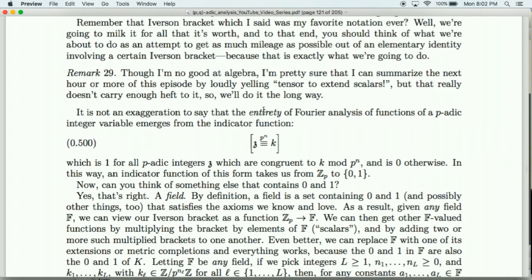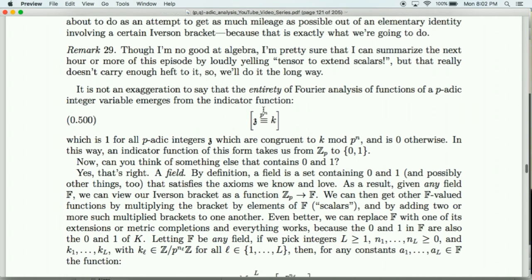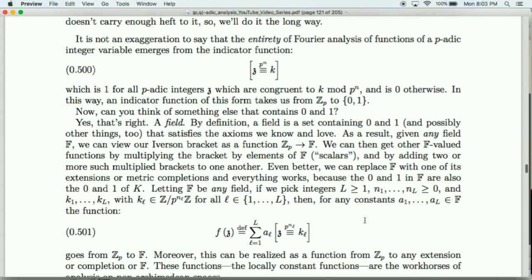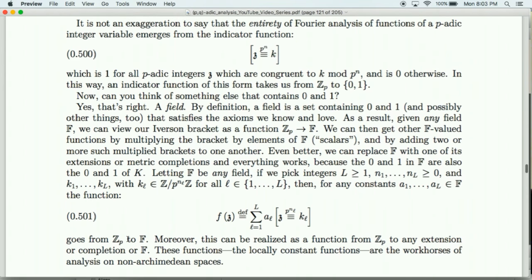Even better, we can replace F with an extension of F, or a completion of F. And everything works, because the 0 and 1 in F are also the 0 and 1 in our extension or completion K. Indeed, letting F be any field, if we pick an integer L, some non-negative integers N_1 through N_L, and k_1 through k_L, where k_l is between 0 and p^(N_l) minus 1, for all little l, then for any constants, this function here goes from Z_p to F.